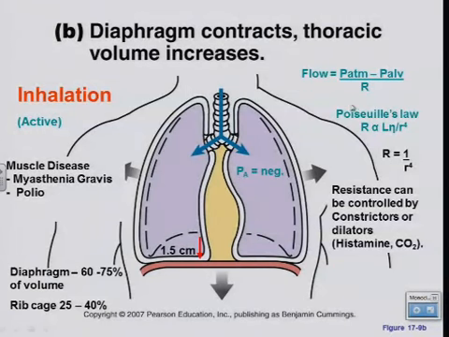When we talked about airflow, we talked about Poiseuille's law. Poiseuille's law is in reference to the relationship of length of the airway, viscosity of the airway, and the radius of the airway. We'll talk about that in a little bit more specifically.